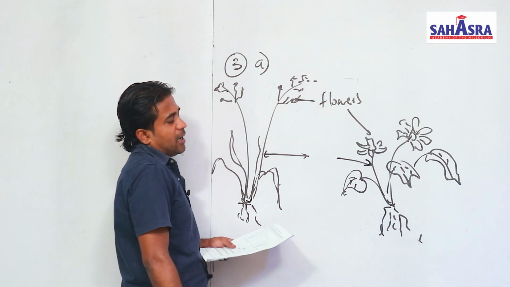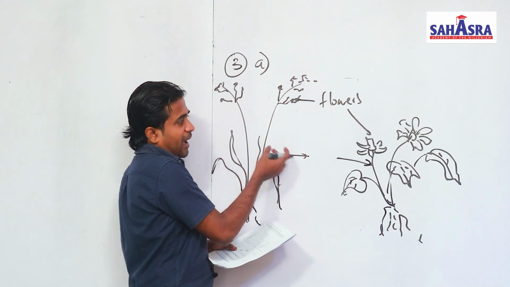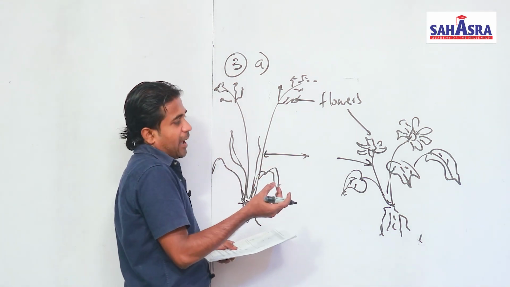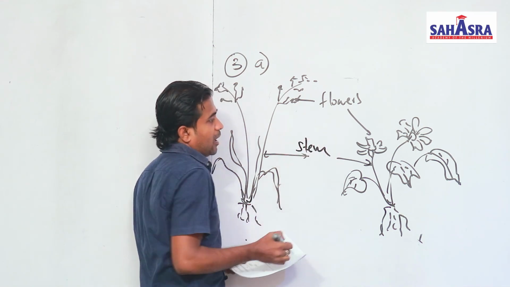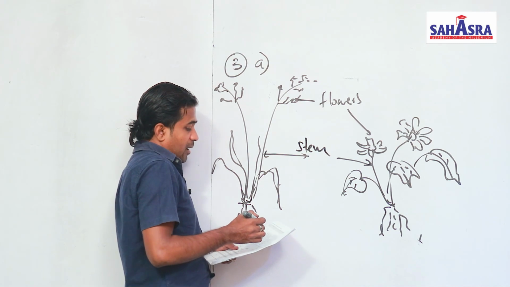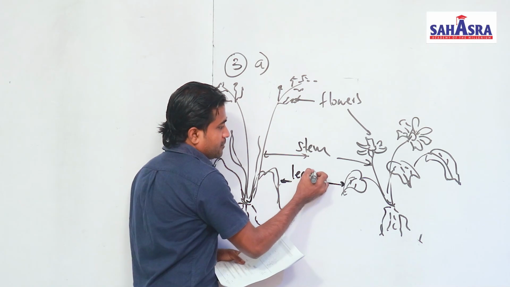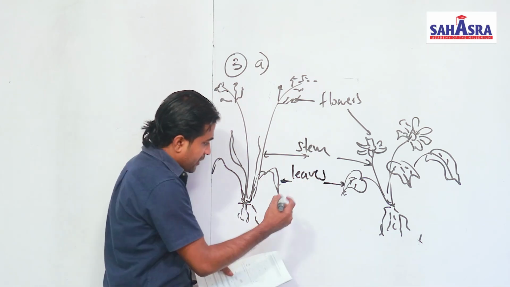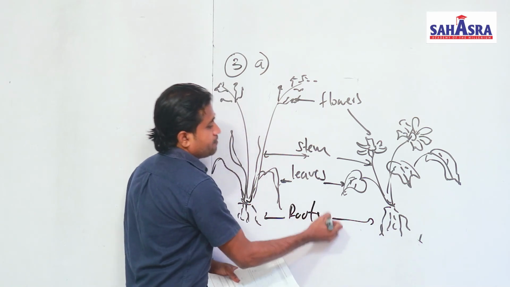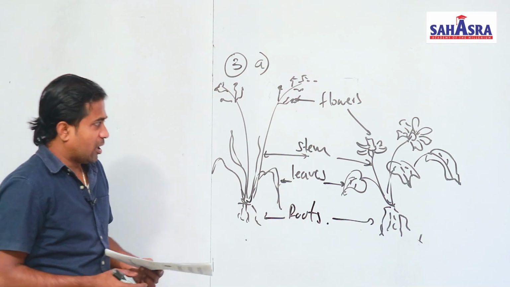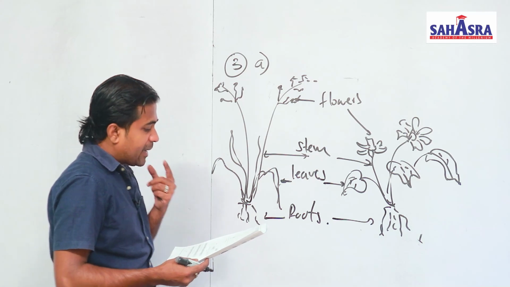Actually, these plants are not like trees. They have a very weak stem, as you see. So we can call it a stem. And the next one, they are pointing out the leaves. Then as the last one, they are pointing out roots. These are the main parts of a plant. Part B here.